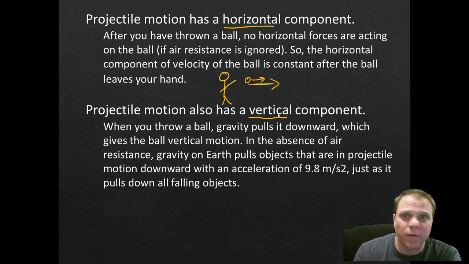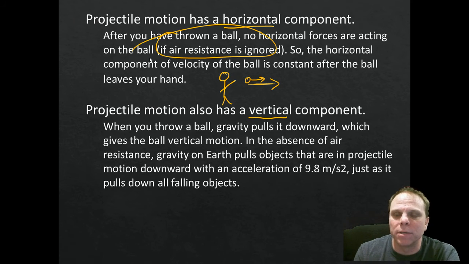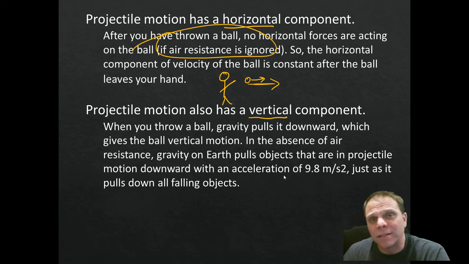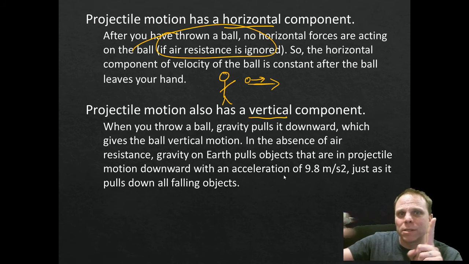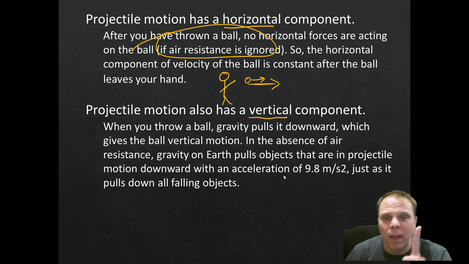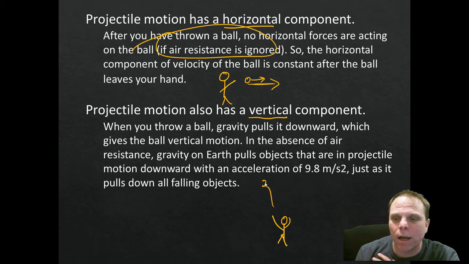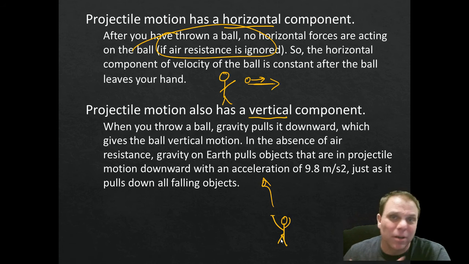You gave it a certain amount of energy, and it keeps that energy unless air is striking against it, which, again, of course it does. But again, we're assuming that air resistance is ignored. So projectile motion has a vertical component as well. So we've got to think about this part now we know is constant. But what about this part that goes up and down? When you throw the ball, gravity is going to immediately start pulling it downward. So imagine myself, I throw the ball up, and as soon as that ball leaves my hand, it is going to start slowing down.